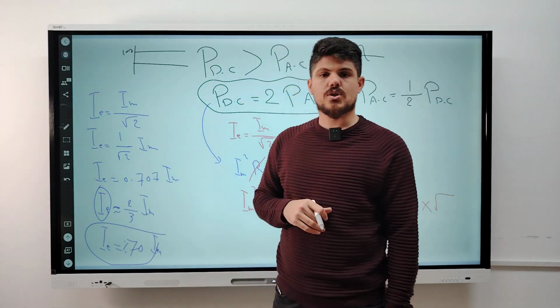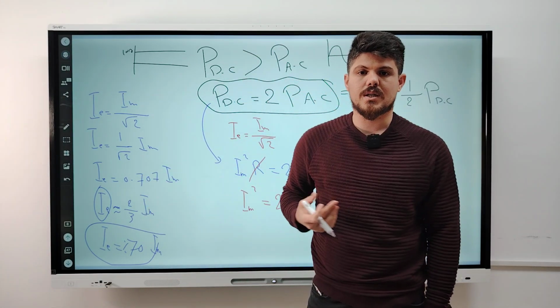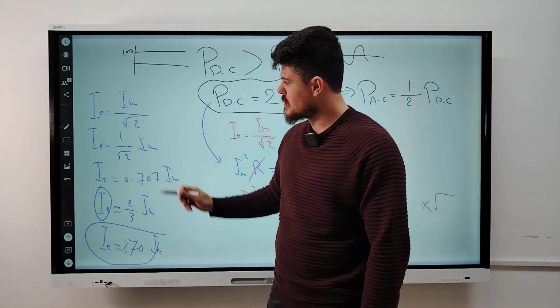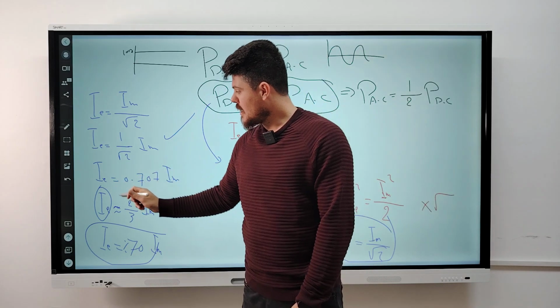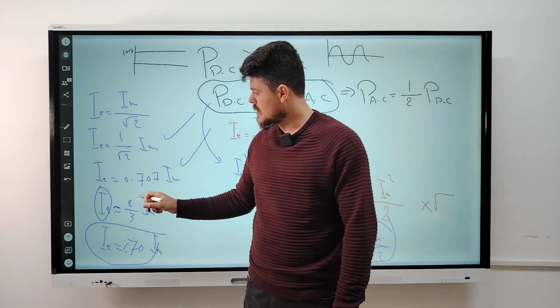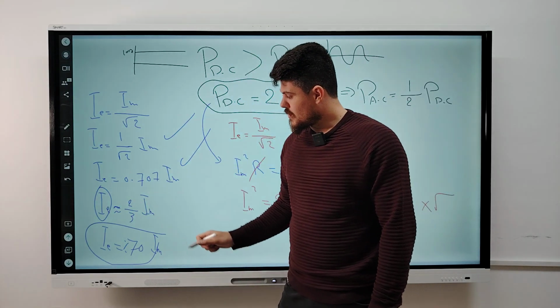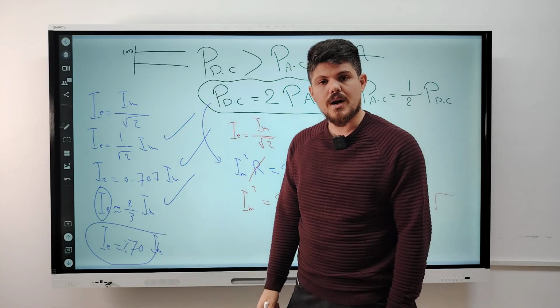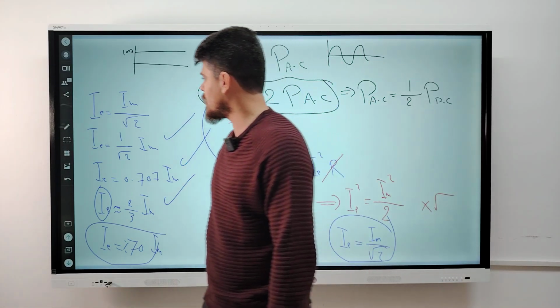Which of the following is correct about the effective value of the current? I_E is equal to 1 over radical 2 I_M. This is correct. I_E is equal to 0.707 I_M. Yes, this is also correct. I_E is equal to 2 over 3 I_M? Yes. I_E is equal to 70% of I_M. Yes. Okay, be careful.